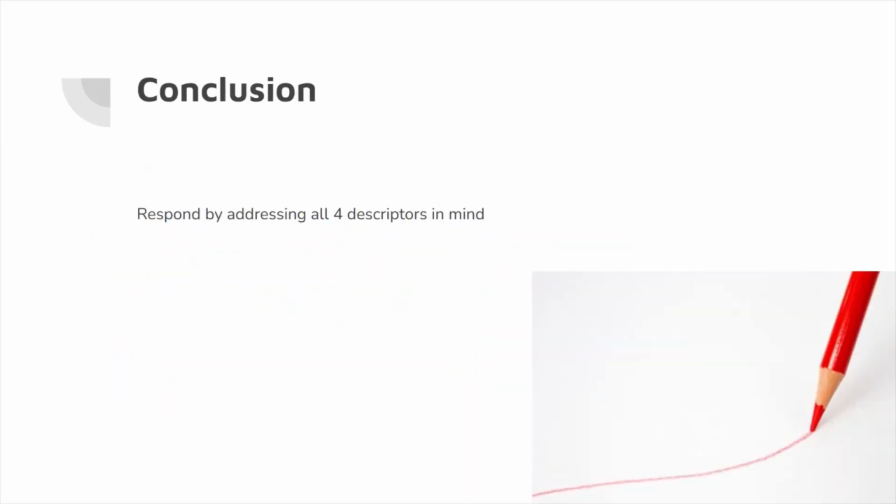In conclusion, to score well in IELTS Writing Task 2, make sure you address all parts of the question, use linking words to flow your ideas, use academic words whenever possible, and use variety of sentence structures. And that brings us to the end.